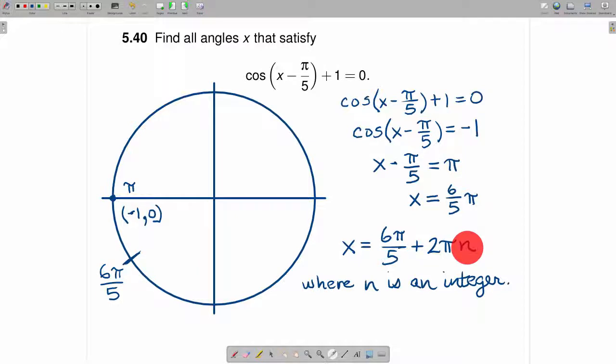What happens when n equals 1? You get 2 pi plus 6 pi over 5. And that's basically starting here, going around the circle once, that's your 2 pi, and coming back to here. That's a solution. What happens when n is equal to 2? You get 4 pi plus 6 pi over 5. That is going around the circle twice for the 4 pi, and then coming back around to 6 pi over 5. So this gives you all of the solutions that satisfy the original equation.